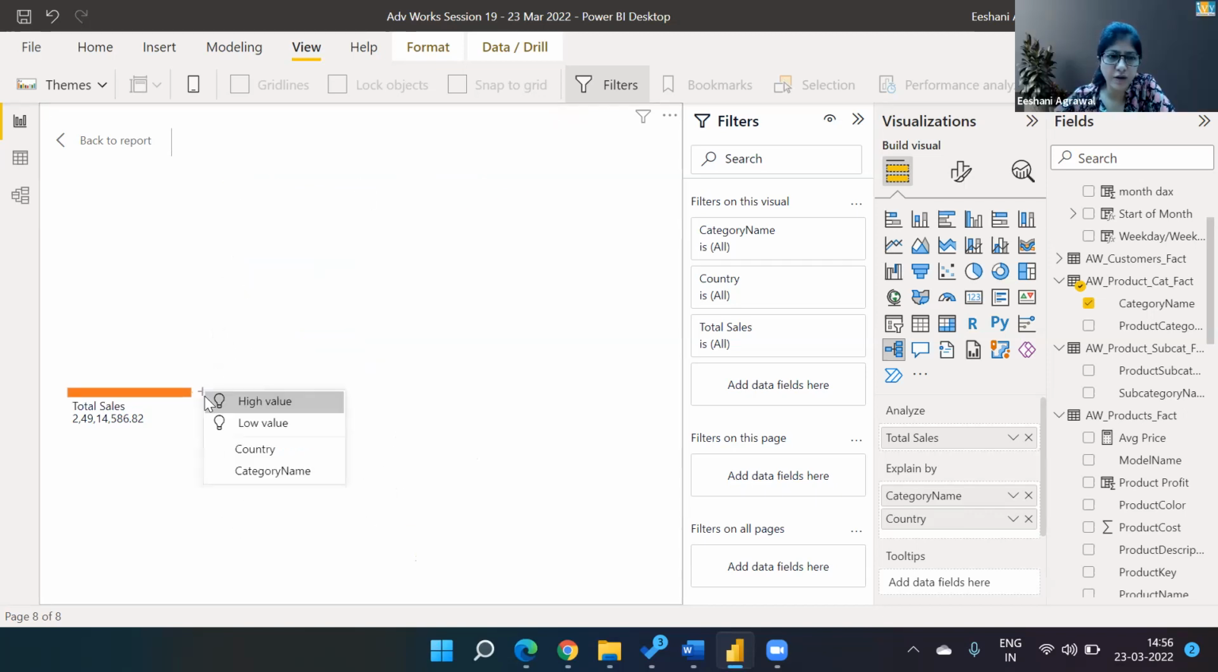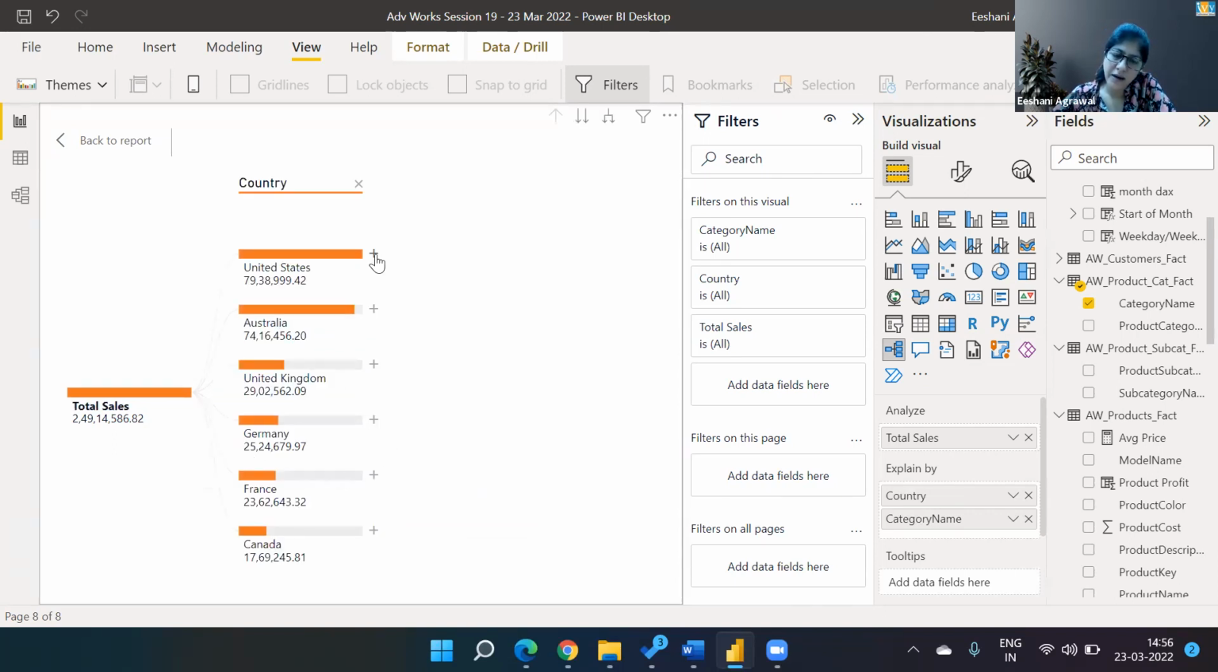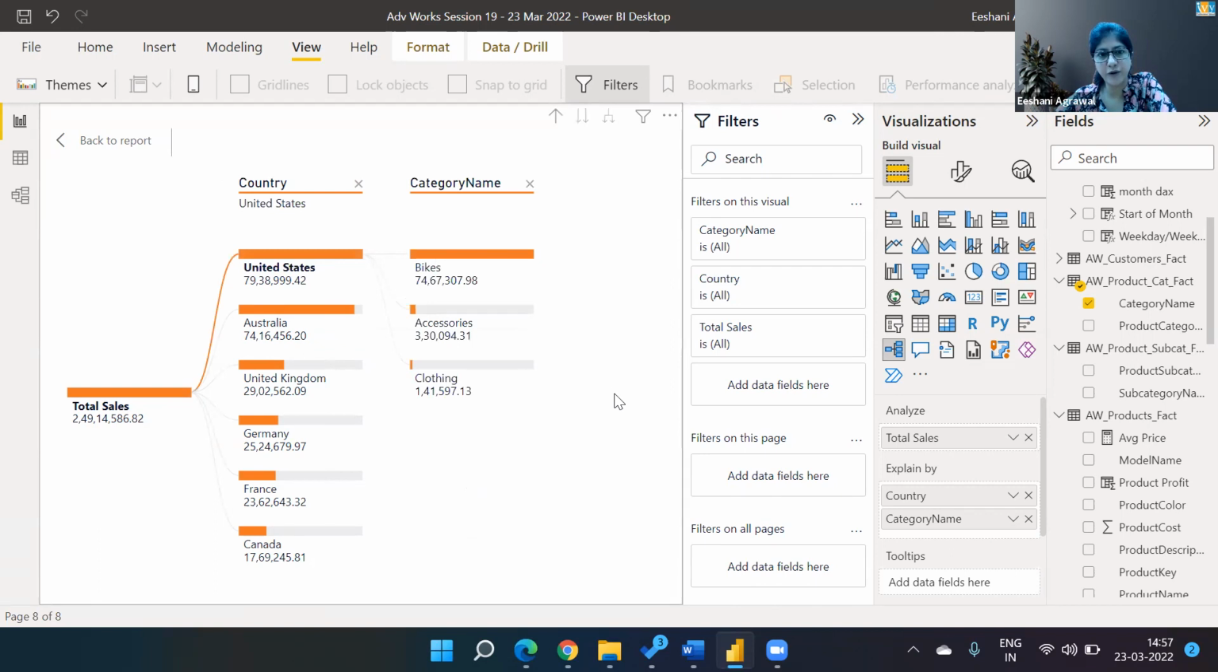So just click on this. If you don't want to do high low, depending on how you want to start, you want to analyze based on country or category name. So we click on country, right? Now, even if you press high and low or category name, the same output will be there. Why? Only one field is left. If there were two fields, then it would have been different. If I click on category name, it has now expanded to the category level.